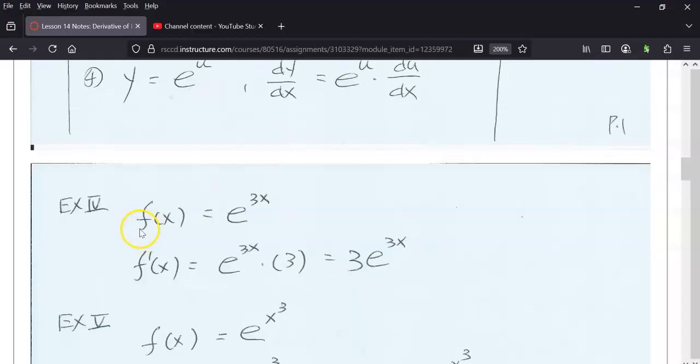Example 4: when f of x equals e to the 3x, when you take the derivative, it is simply e to the 3x, same thing. But then take the derivative of this exponent, which becomes 3. So the final answer is 3 times e to the 3x power.